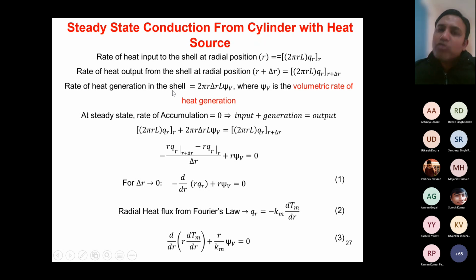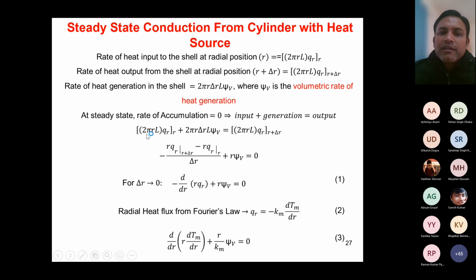Okay. Now in this case there is no accumulation. What we have is input plus generation equals output. So the input term is 2 pi RL small q_r at R, plus 2 pi R delta R L psi V, that is the generation term, and the summation of these two should equal the output, and the output is 2 pi RL q_r at R plus delta R. Now this output term I can take to the left hand side. What I will get is minus 2 pi RL q_r at R plus delta R plus 2 pi RL q_r at R, and that is going to give me this term.